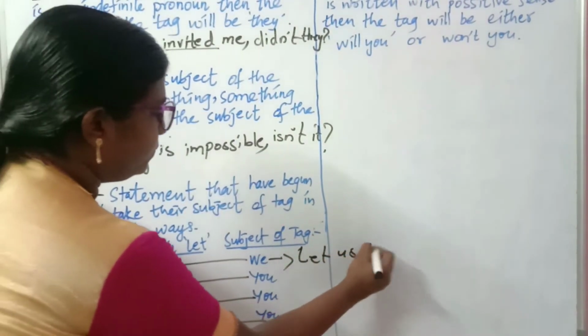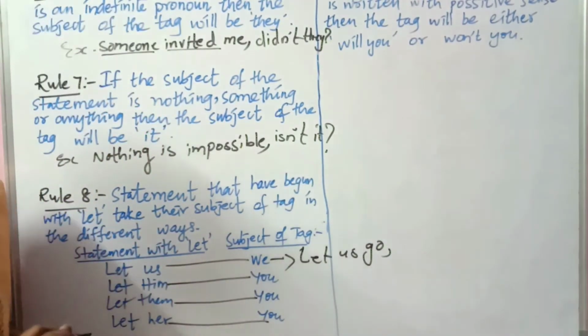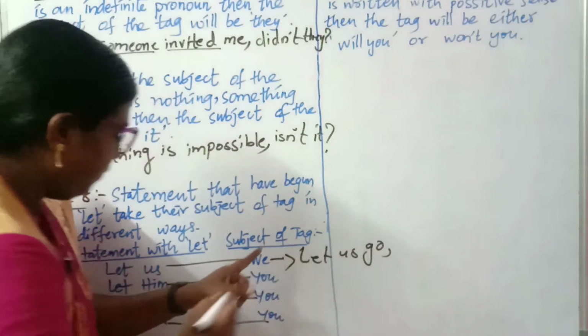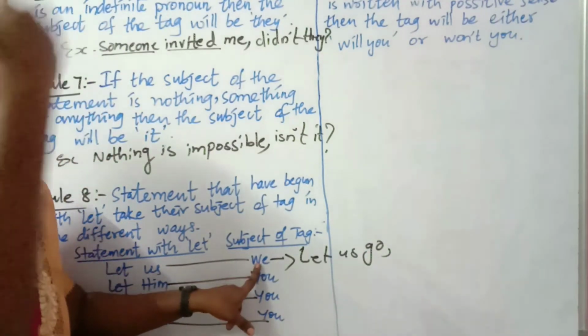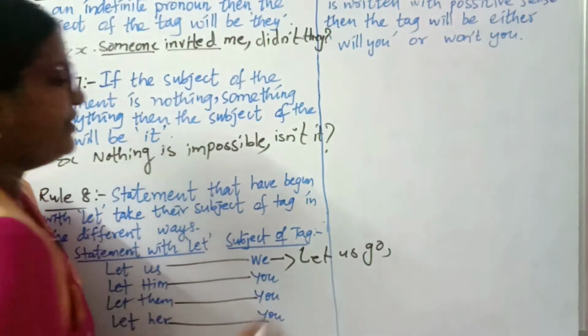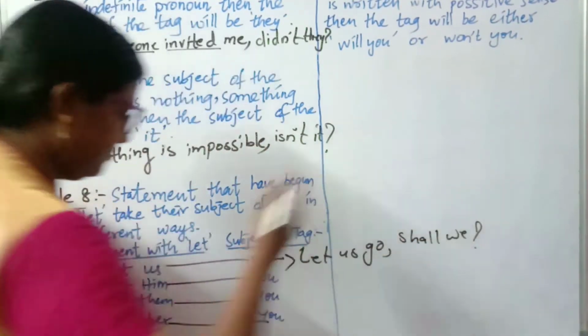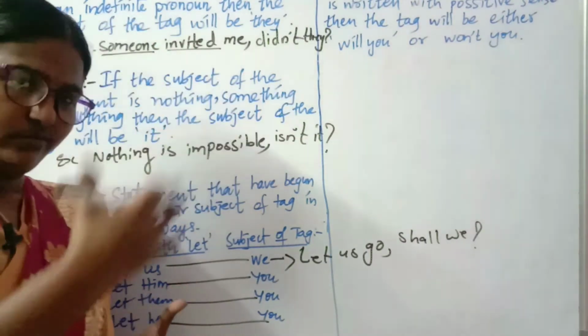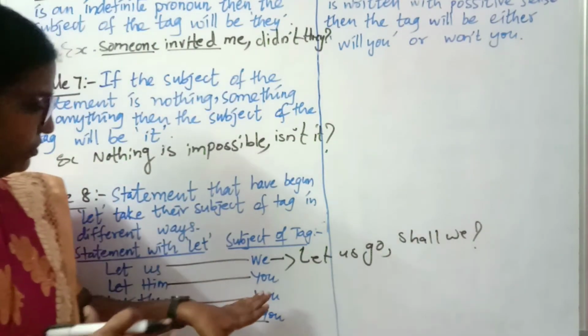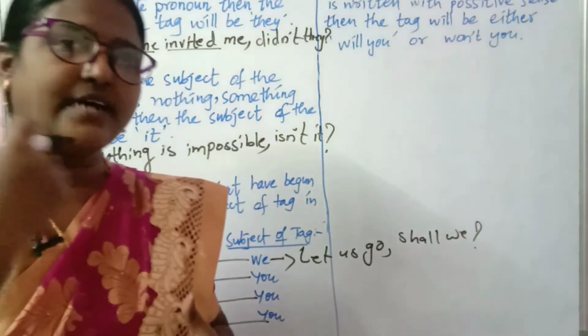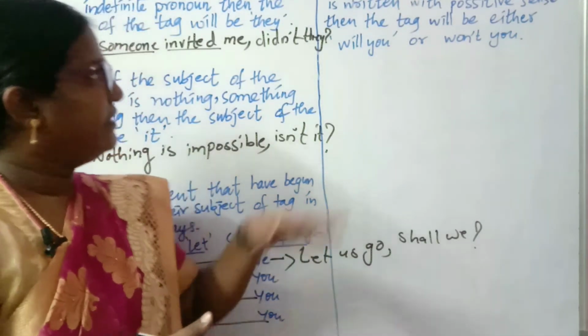For example, let us go. So what is the tag? Let us go. What do we have to take for let us? In the tag, the subject must be we. So it will be shall we? Let him go. Will you? So this we have to follow when the statement starts with let.